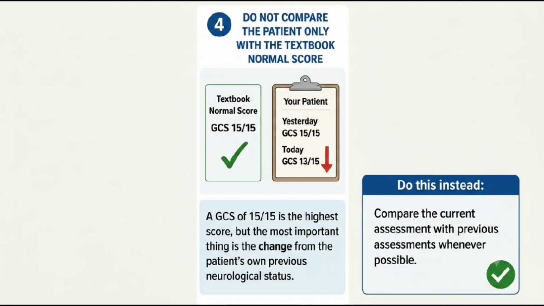Fourth, do not compare the patient only with the textbook normal score. A GCS of 15 may be considered the highest score, but what is most important clinically is often the change from the patient's own previous neurological status. Whenever possible, compare the current assessment with previous assessments.